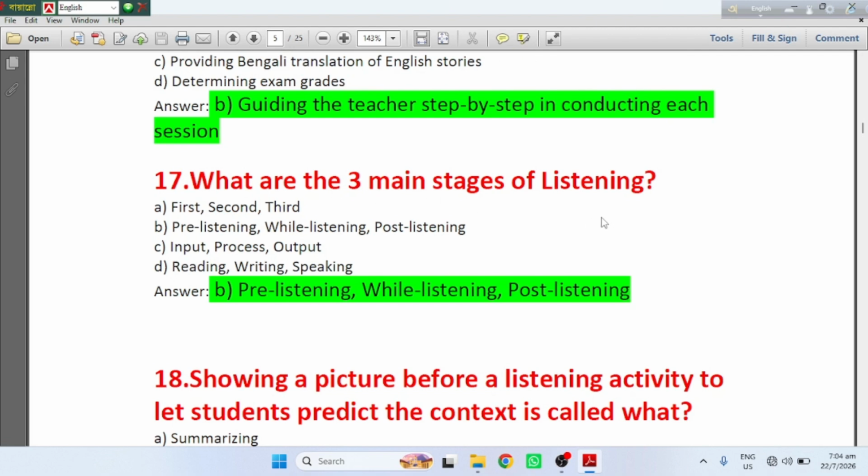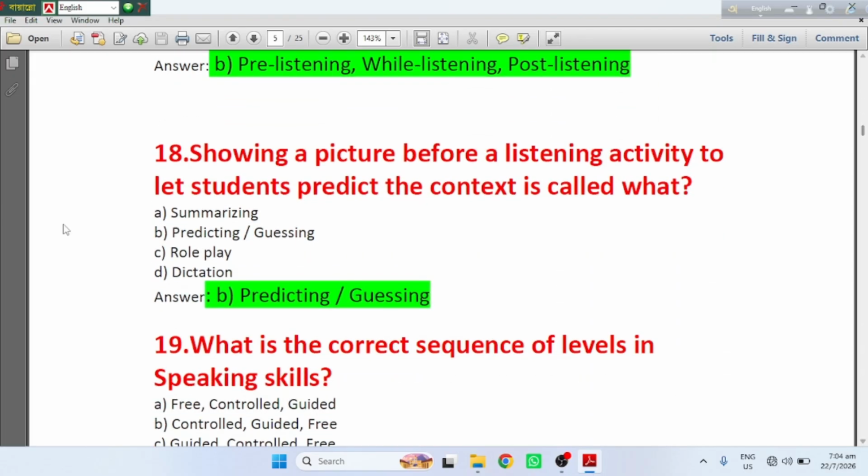17. What are the three main stages of listening? লিসেনিং এর মূল ধাপ তিনটি কি কি? প্রি লিসেনিং, while listening, and post listening. 18. Showing a picture before a listening activity to let students predict the context is called what? Predicting or gauging.